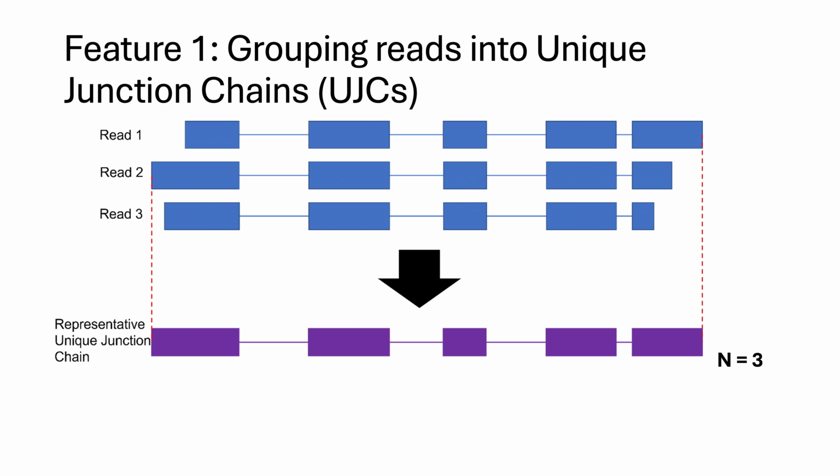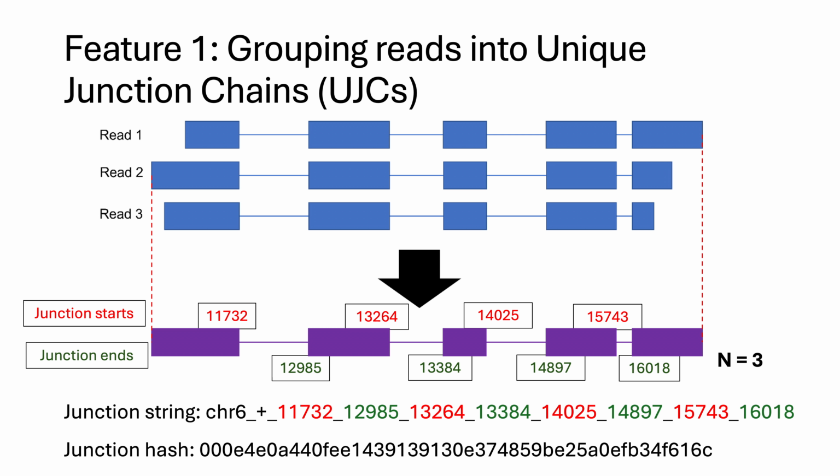As I mentioned before, reads that share all internal junctions are grouped into a representative unique junction chain, or UJC, and the number of reads associated with that UJC is recorded. The way that we track these unique junction chains is by first generating a string containing the position of all junction starts and ends in every read.